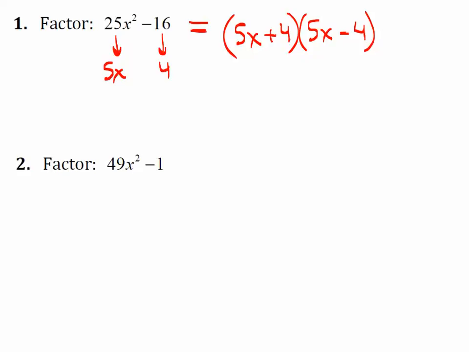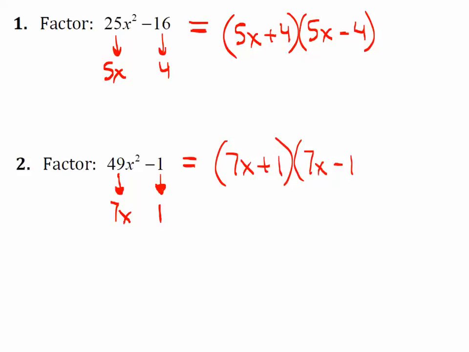Alright, 49x squared minus 1. So 7x is good. Okay, and then we should realize 1 is a perfect everything. 1 is a perfect square, 1 is a perfect cube, 1 is a perfect fourth power. It works all the time. So 1 squared to give us 1. Alright, so how about 7x plus 1, 7x minus 1?